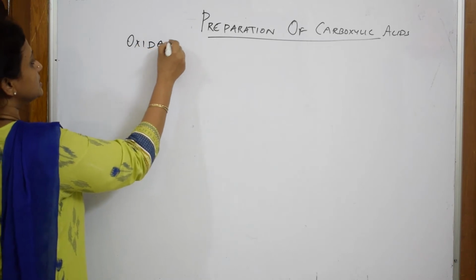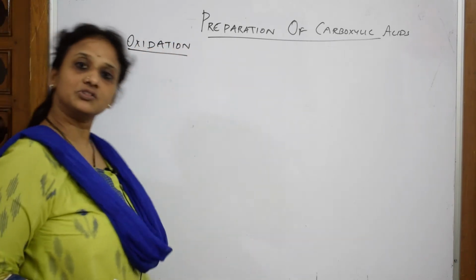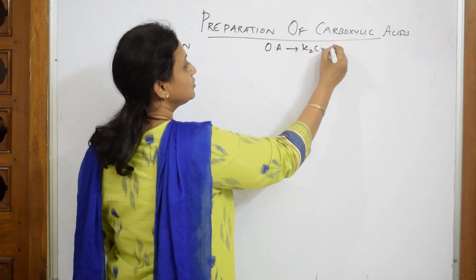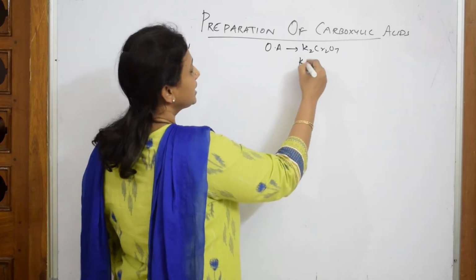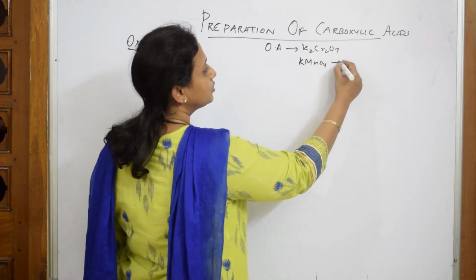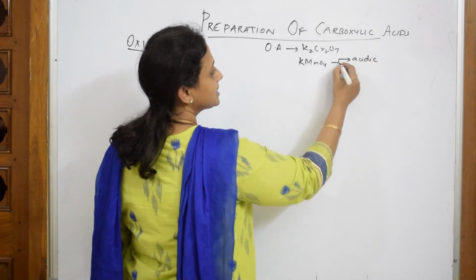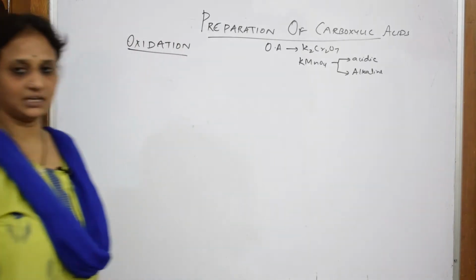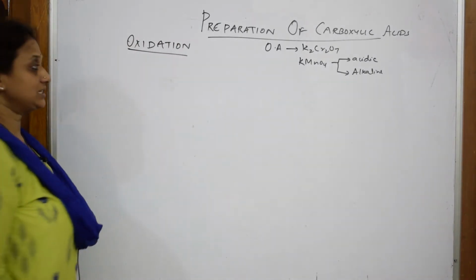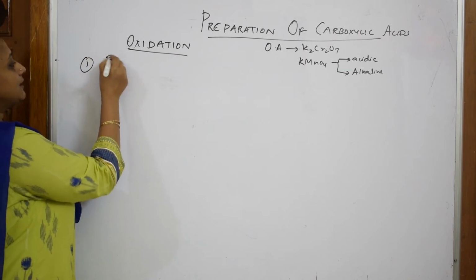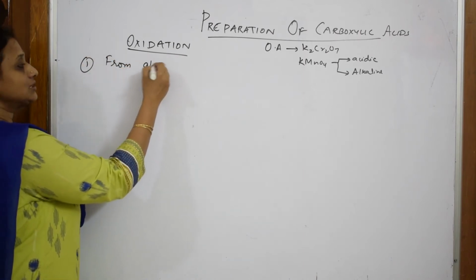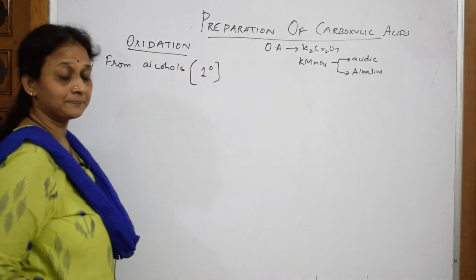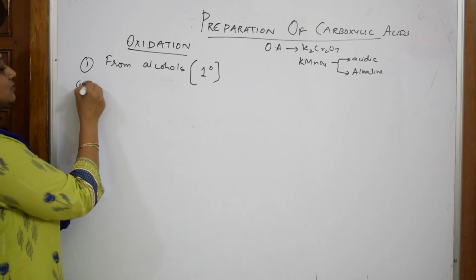Whenever you're oxidizing, you require an oxidizing agent. So you can use oxidizing agents like K2Cr2O7. Suppose I'm using KMnO4, it can be used in acidic medium as well as in alkaline medium, so not a problem to use either. When I speak about oxidation, the most important thing is that we oxidize alcohols, especially primary alcohols. Remember that. Why? Let me write a general reaction now.